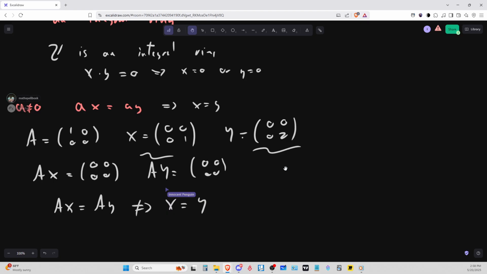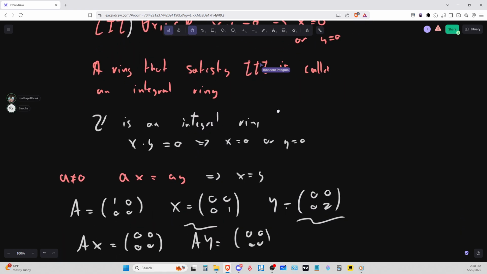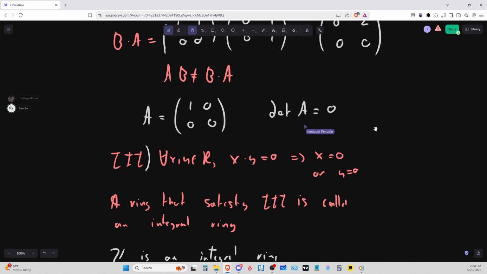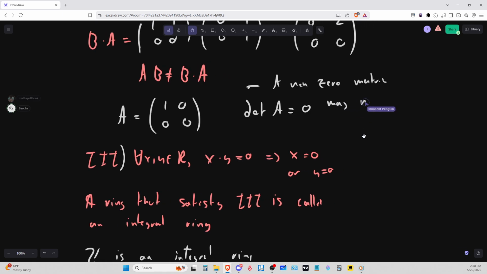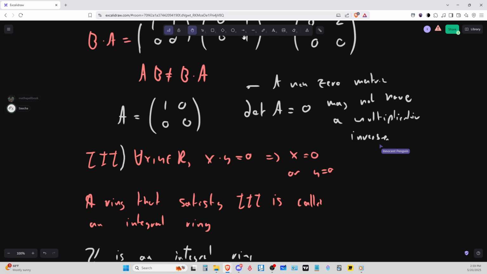Okay. So how does what you wrote about the determinant here, the invertible part, relate to what we're discussing right now? I'm trying to find the connection here. Oh, so this one was to show you that a non-zero matrix may not have a multiplicative inverse. Okay. All right. Yeah. So basically, matrices.